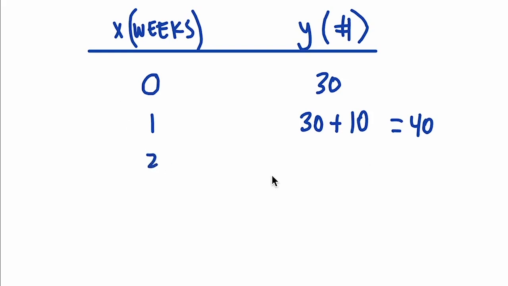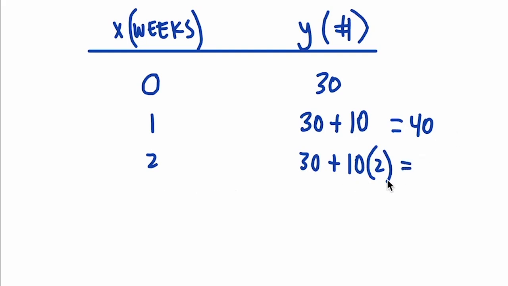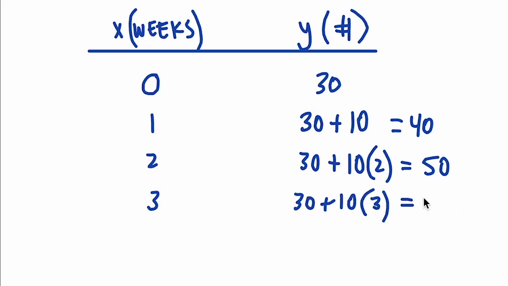What about after 2 weeks? After 2 weeks, he's still got those 30 original stickers he started with, but now he's going to add that 10 2 times because he's earned 10 stickers the first week and 10 stickers the second week. So he's added that 10 twice. And so this is a grand total of 30 plus 20, which is 50 stickers after 2 weeks. And I could keep doing this all day long. So with 3 weeks, he's got 30 stickers for the original plus 10 that he's added, and he's going to add those 3 times. So that's a grand total of 60 stickers, and so on and so forth.